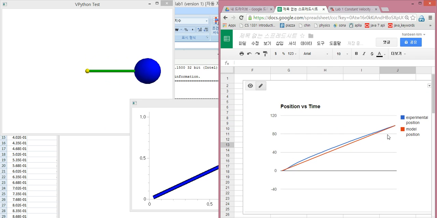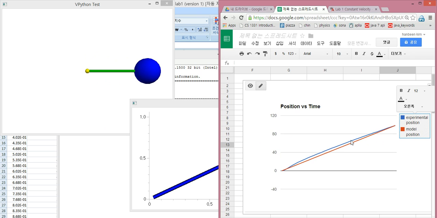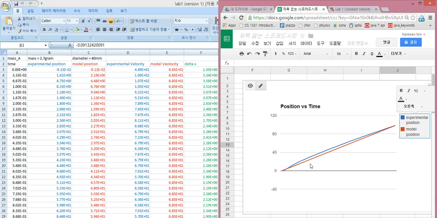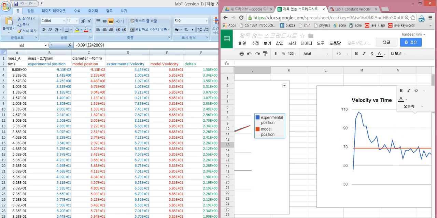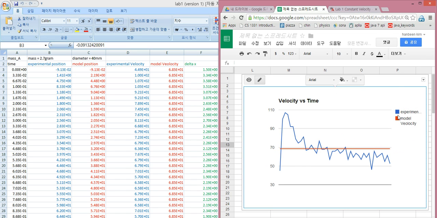As you can see, the experimental position and the model position slightly differ, because in the model position the force is 0, therefore making the velocity constant, which is the slope. In the experimental position, the slope changes, the velocity changes, so it is slightly off. This is more apparent in the velocity versus time graph right here. As you can see, the experimental velocity drops dramatically while the model velocity is constant.